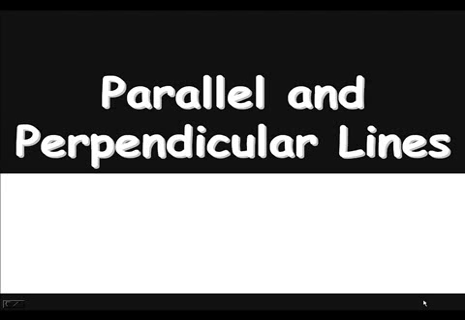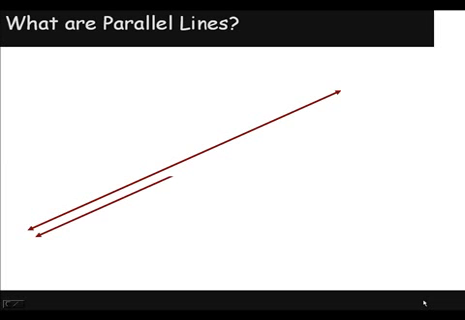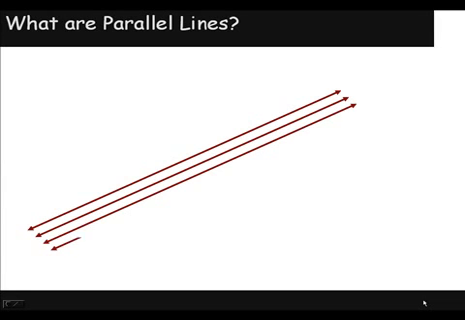This lesson is titled Parallel and Perpendicular Lines. What are parallel lines? Parallel lines, as you can see, are just lines that are in the same plane, so they're coplanar, that don't intersect. So these lines that are appearing on the screen are parallel lines. They're in the same plane and they don't intersect.